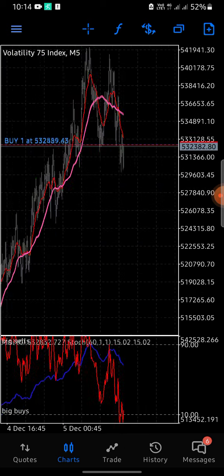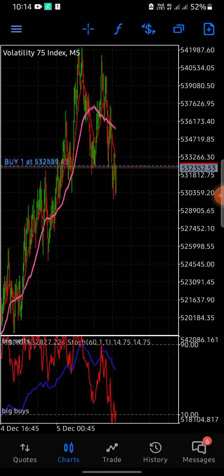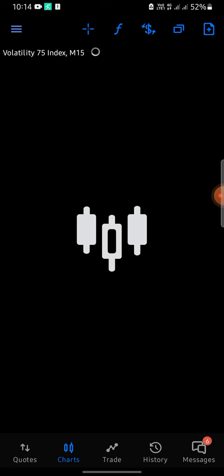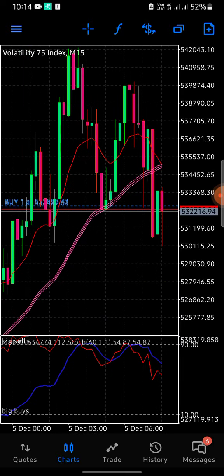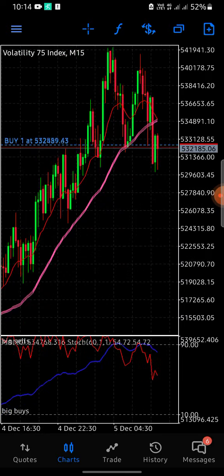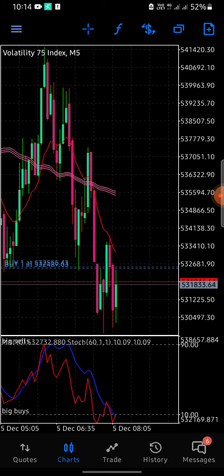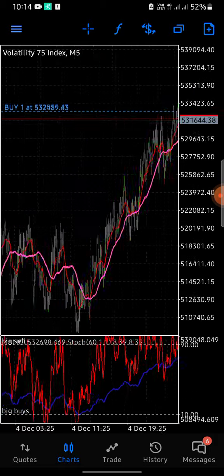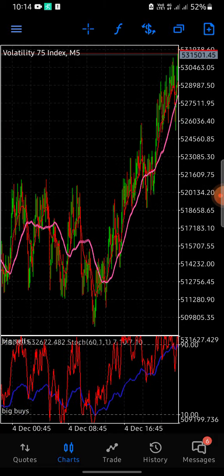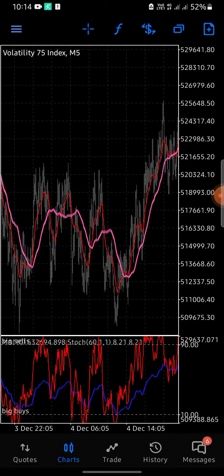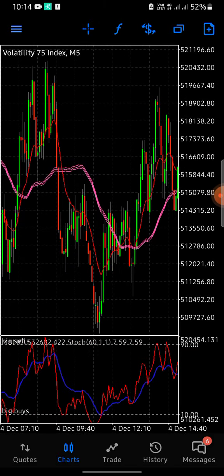But what you really have to be careful with is your time frames. Time frame is very, very important. Most of the time we use the 15 minutes time frame, or the lowest you can use is 5 minutes, but most of the time try to use 15 minutes, you see. That's all you need to do on the time frame.